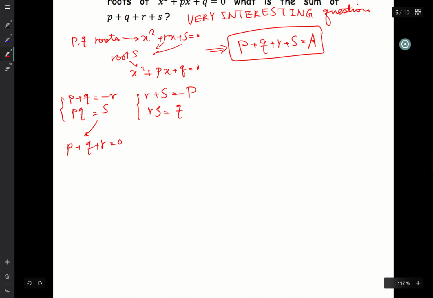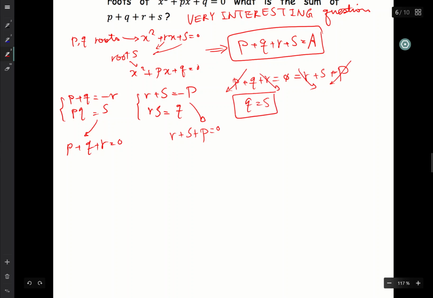Okay, and from the second one we realize that r plus s plus p is 0, right? And what does this tell us? So if p plus q plus r is 0, it's equal to r plus s plus p. So p cancels out, r cancels out, q should be equal to s. Otherwise these two terms cannot be 0 simultaneously, okay?